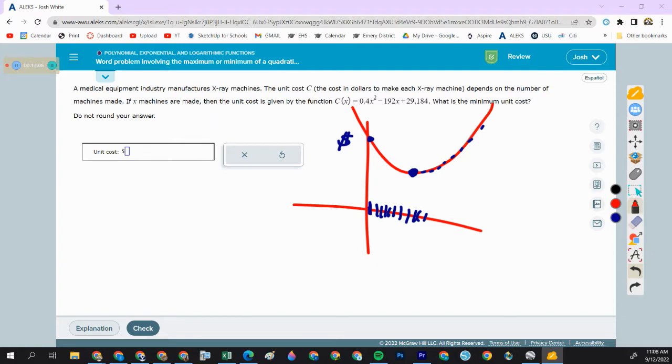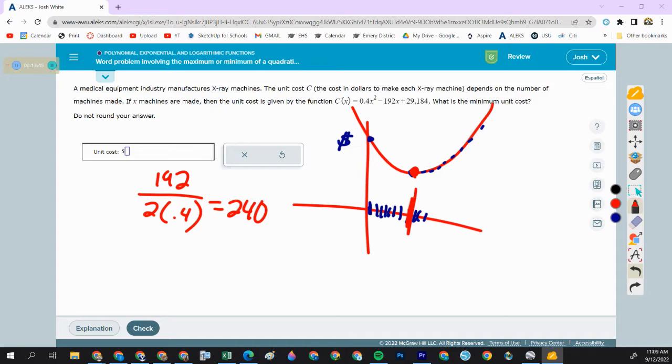So we want to find how many machines it will take so that we get the minimum price per machine. So we use that formula, 192 over 2 times 0.4. So 192 divided by 0.8 is 240 machines. So apparently for this project, 240 machines is the magic number. If you build less than that, the price goes up. If you build more than that, the price goes up.